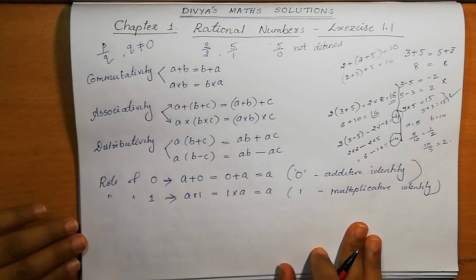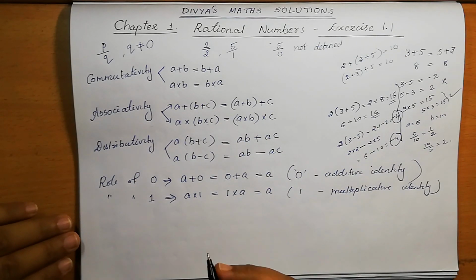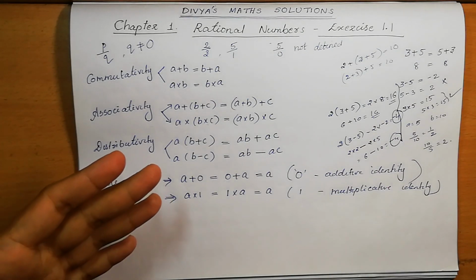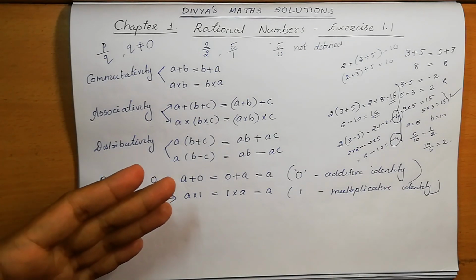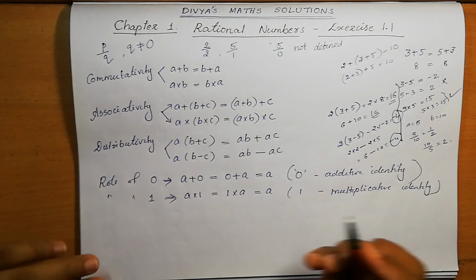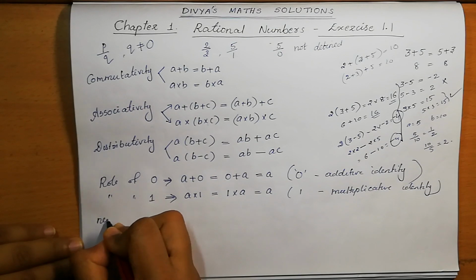Next we can learn negative of a number. If you are adding a number to its negative, what is the answer? 0. Take 5 as a number. What is the negative of 5? Minus 5. Adding 5 plus minus 5, what is the answer? 0. Right. That is a negative of a number.